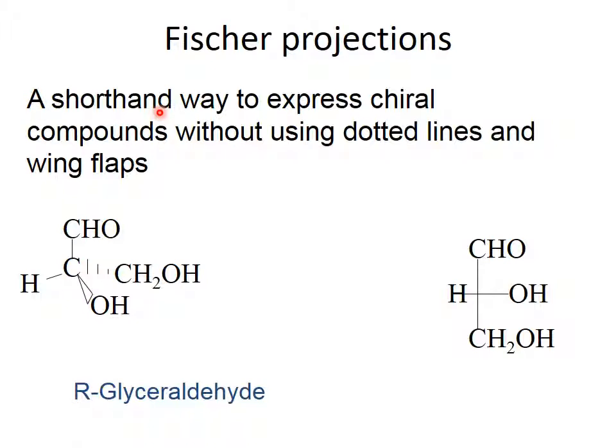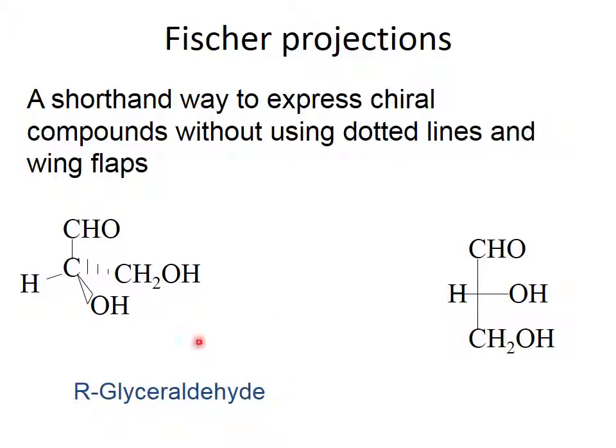Fischer projections are a shorthand for showing chiral compounds. We're already used to looking at two lines intersecting and thinking there's a carbon right here. So this actually looks like this molecule. You can see this carbon. There's a hydrogen, a hydroxyl group attached, and then there's an aldehyde group and a methyl hydroxy group. So we can see that's the same compound. How is it that this is portraying this?